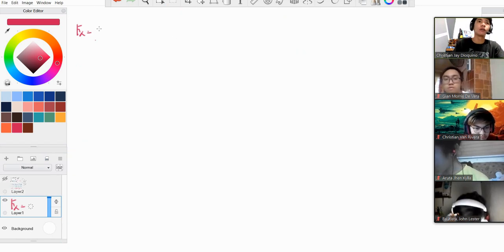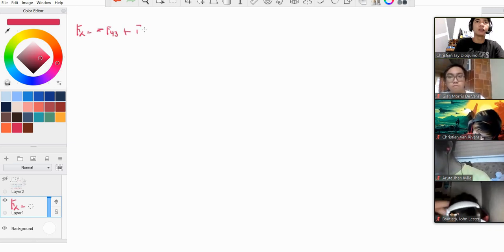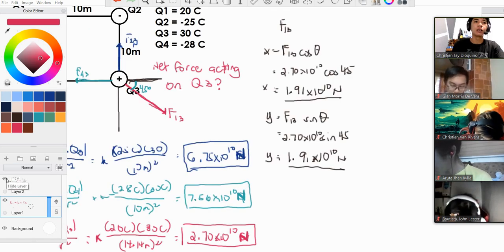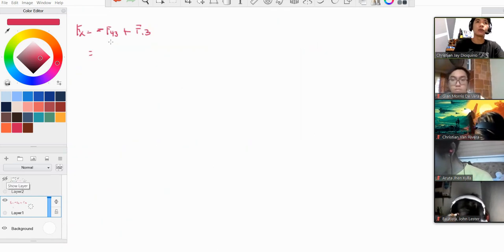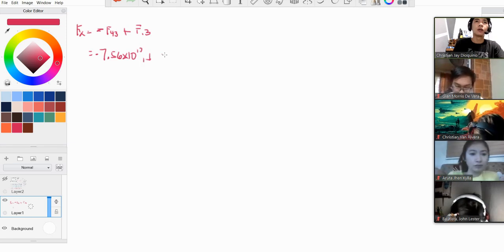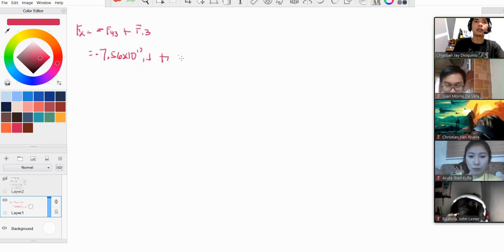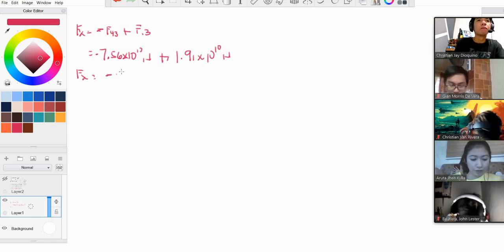Okay, so we have negative F43 plus F13. Then value ay negative 7.56 times 10 raised to 10 plus 1.91 times 10 raised to 10. And our fx, negative 5.60.